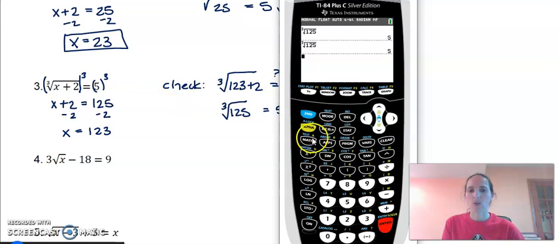Again, we usually use this square root, but notice that you could use number 5. Number 5 allows you, if you have an 84, you could type in any value you want. So I could type in 3 for a cube root and then type in 125, or I could do 4th roots, 5th roots, etc. So that's how you walk through or check that in your calculator.